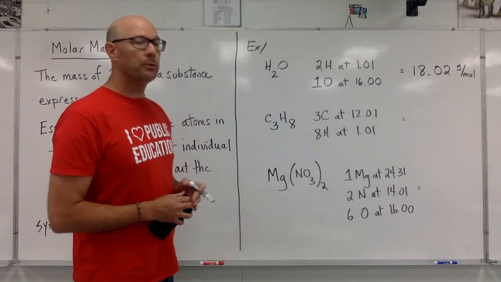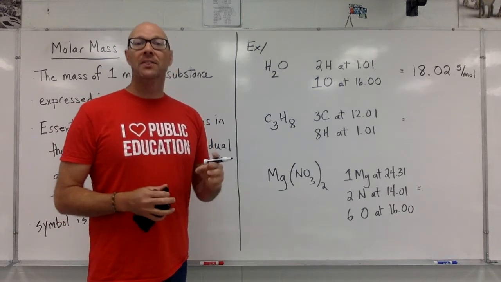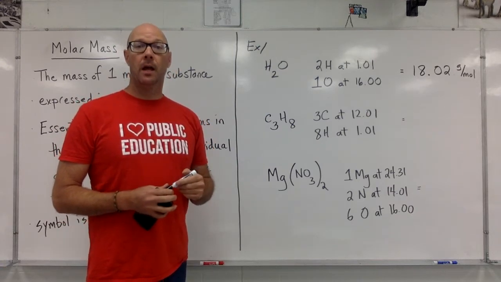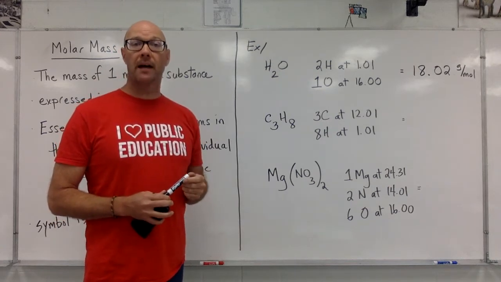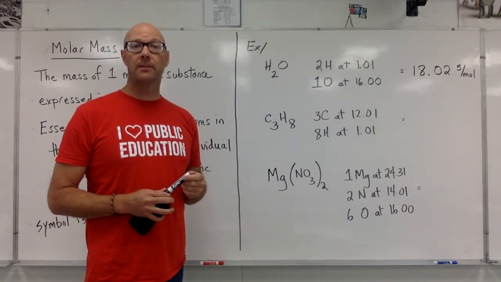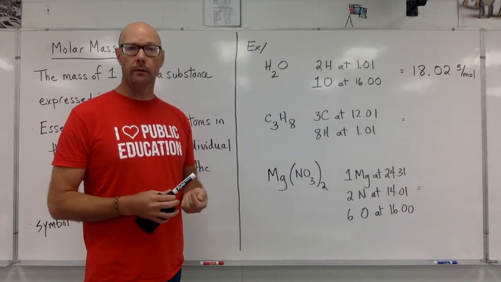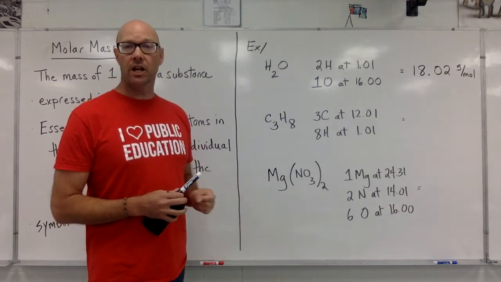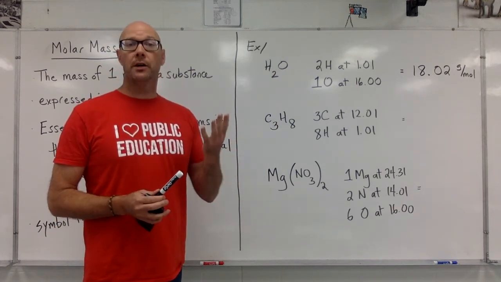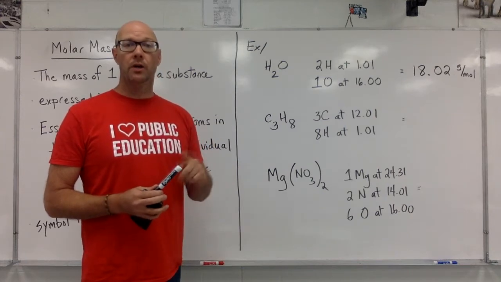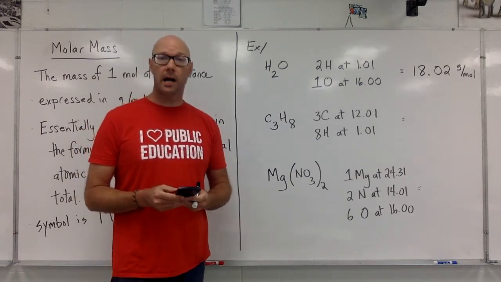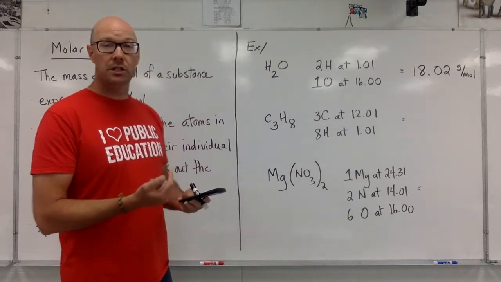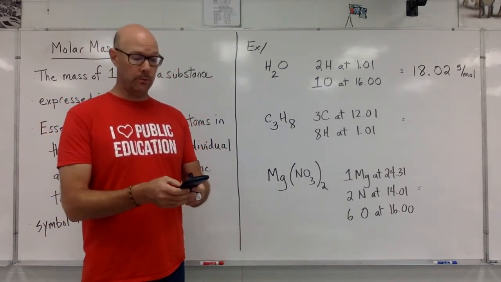A second example, C3H8. That's propane. It has 3 carbons in it. When I look up the atomic mass in the data book, it tells me that carbon has a mass of 12.01. And there's 8 hydrogens, H8. The periodic table tells me 1.01. So I just need to do the math, count 12.01 3 times. There's 3 carbons and each of them is 12.01. So I'm typing that in.